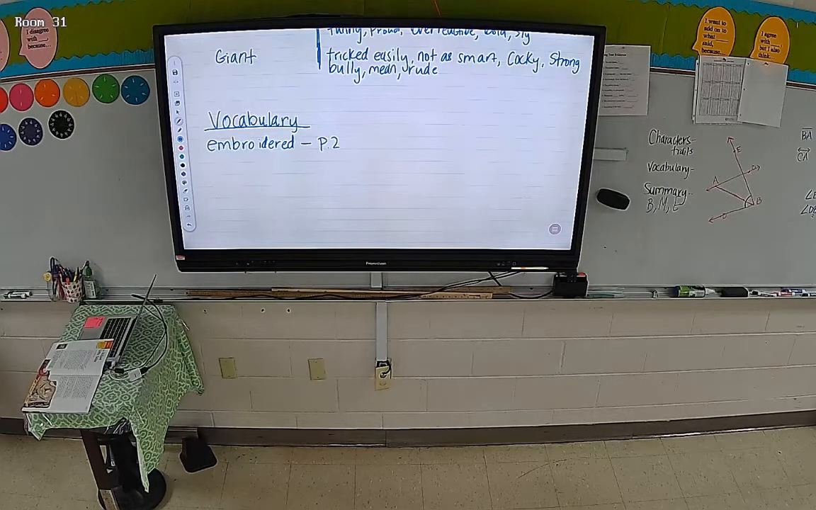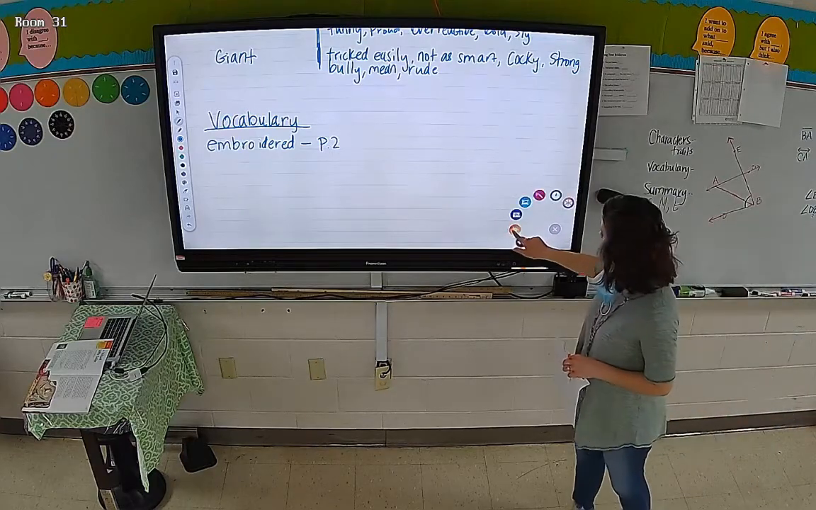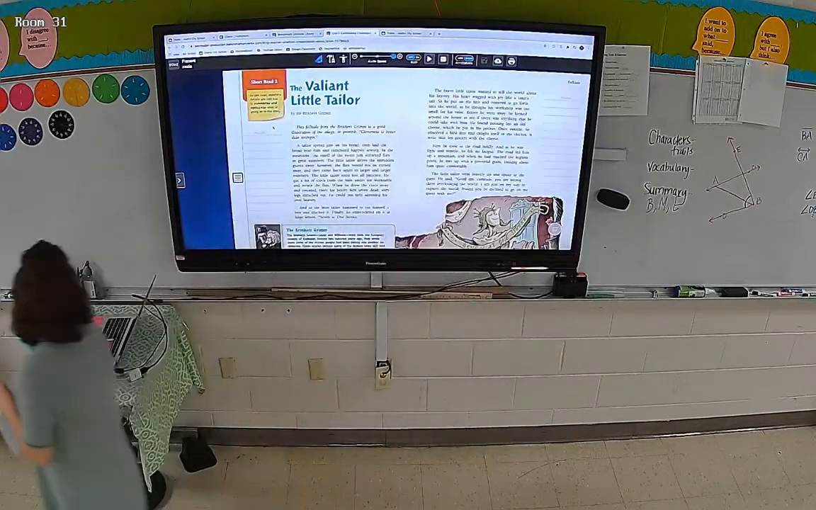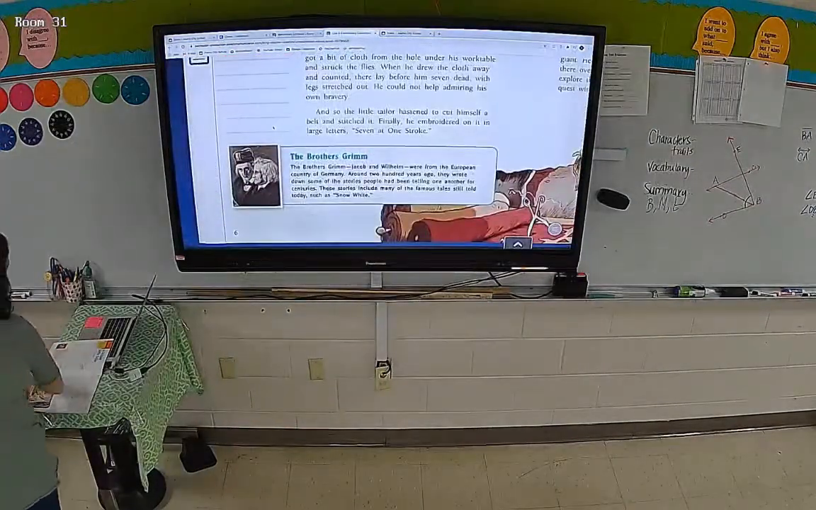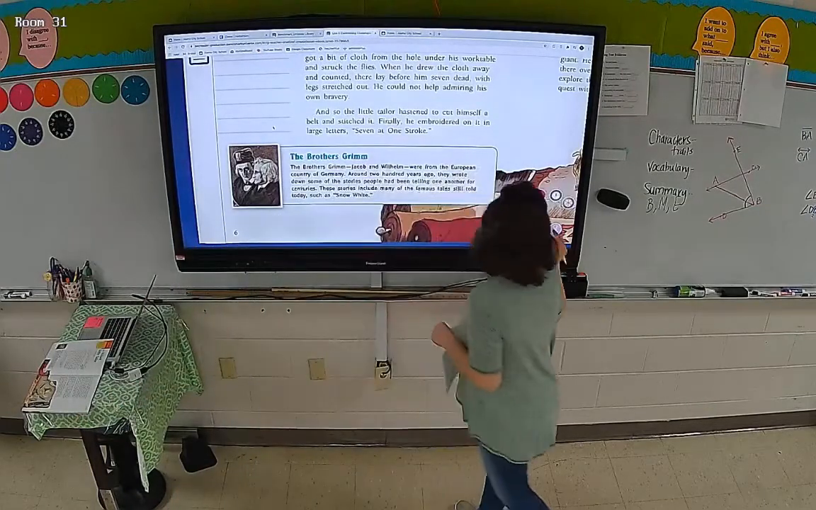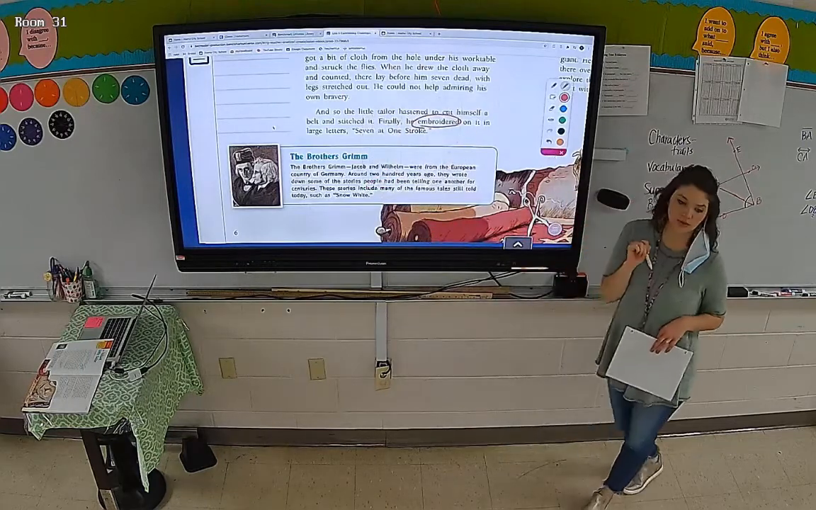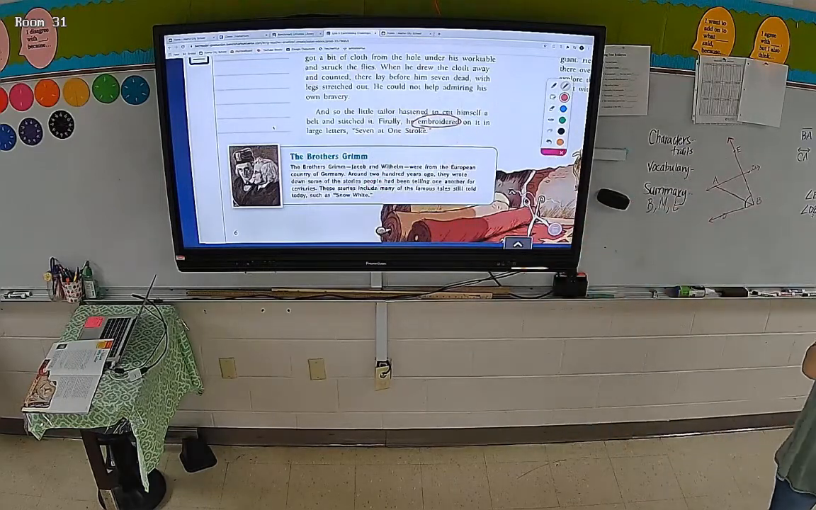Okay, this word is embroidered. What's the word? Embroidered. Okay, it is in paragraph 2. So you are going to go to paragraph 2, right here at the bottom. Everybody circle that word embroidered. If you already have a highlighter out. If you don't, I don't want to waste time getting it out. Okay, circle the word embroidered. You need to read the sentence before it and the sentence after it. Read all around it, and then I want you to write one sentence telling me what that word means. What do you think the word embroidered means? Write it on your paper. I'm coming to look.